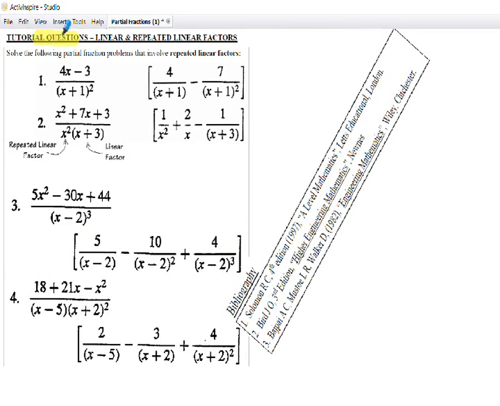Some further tutorial questions to look at here on linear and repeated linear fractions.